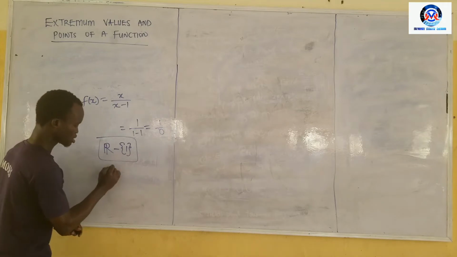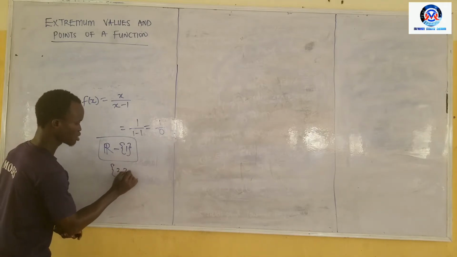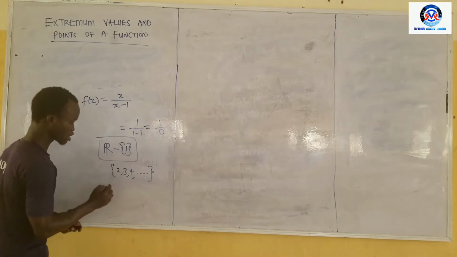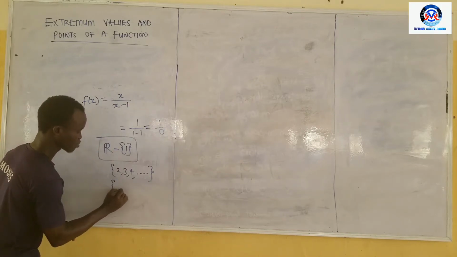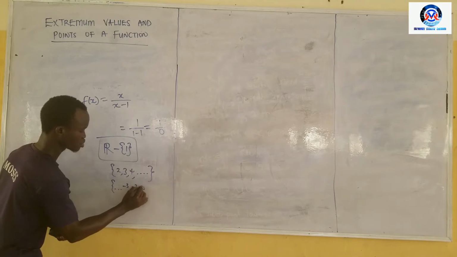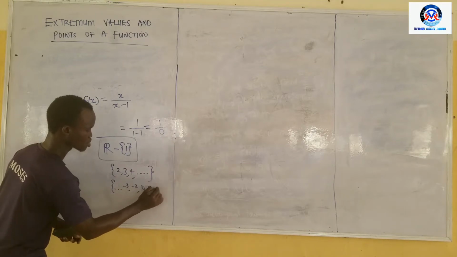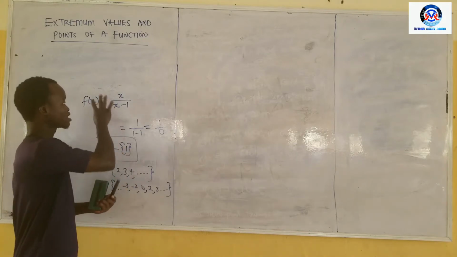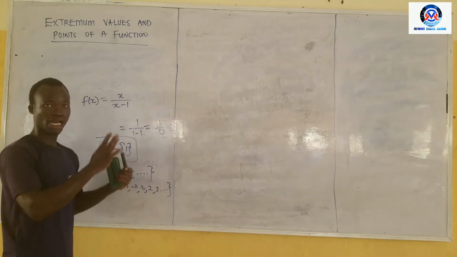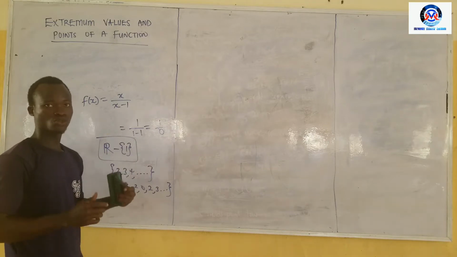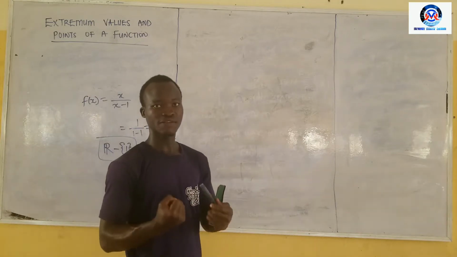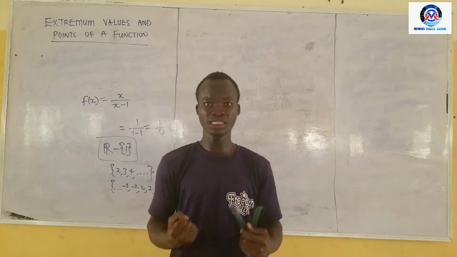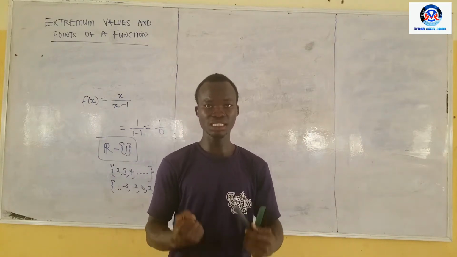An example of this is the set of 2, 3, 4, and so on. An example of the domain of this as well is the set of minus 3, minus 2, 0, 2, 3, and so on. These are the sets that satisfy this function as its domain. So now, since we understand the domain of a function, that a function can never make sense without its domain, for a function to be, there must exist its domain.